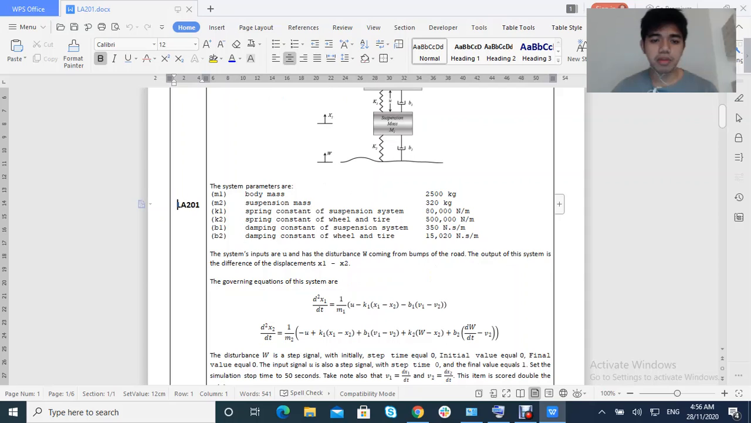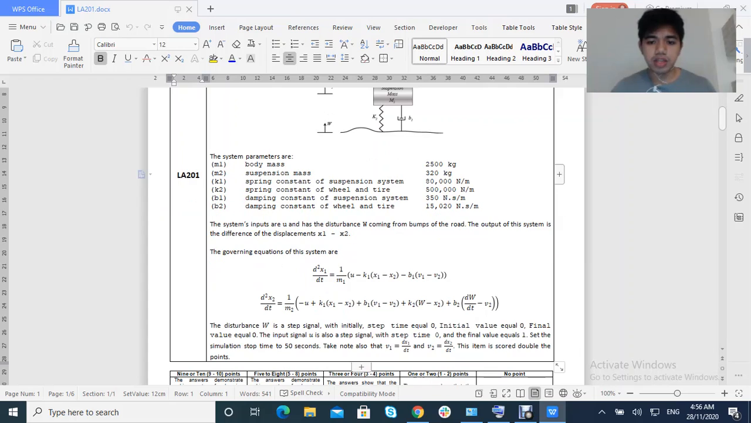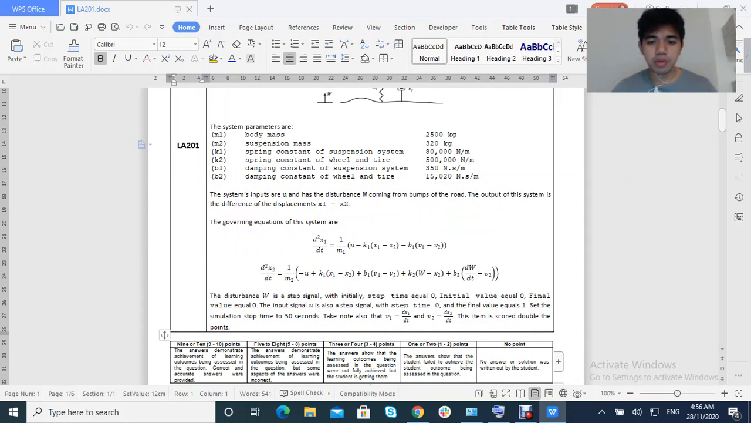The governing equations of the system are d squared x1 over dt squared equals 1 over m1, and d squared x2 over dt squared equals 1 over m2. The disturbance W is a step signal with a step time equal to 0, initial value equal to 0, and final value equal to 0. The input signal U is a step signal with a step time of 0 and a final value equal to 1.